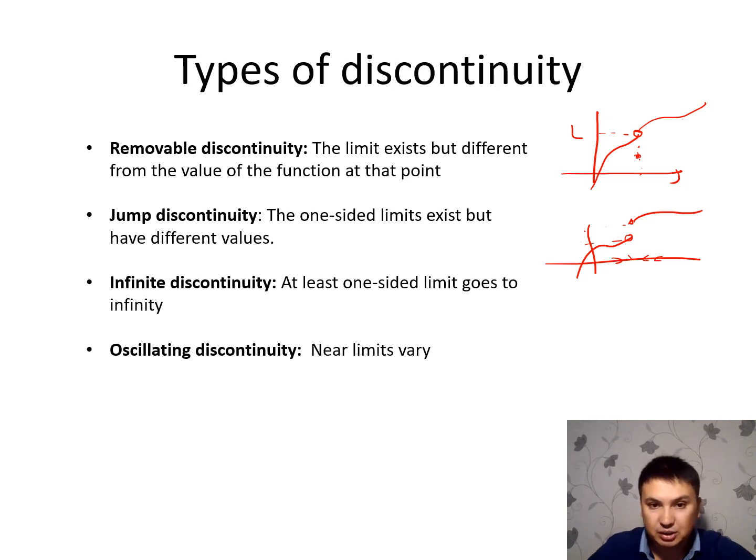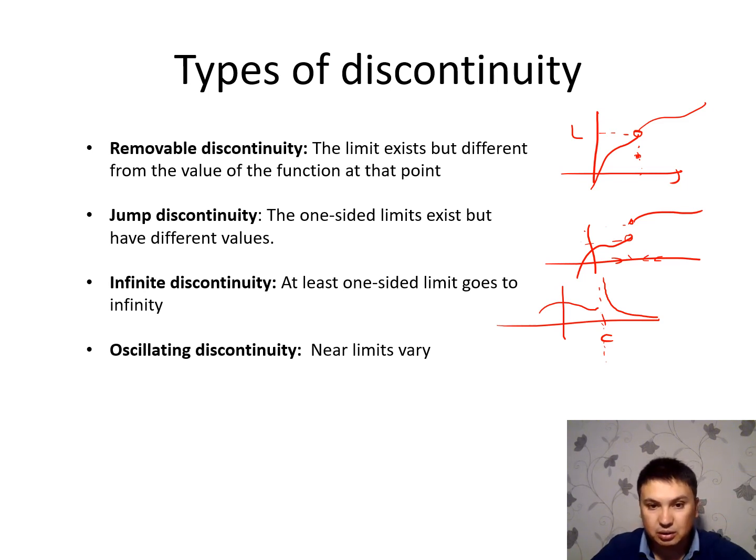Infinite discontinuity, which means at least one of the limits goes to infinity. So it might happen again at c. There is what we call a vertical asymptote. So your function might be going from infinity. Here it might be okay, but it's not important. So at least one of the one-sided limits blows up, goes to minus infinity or plus infinity.